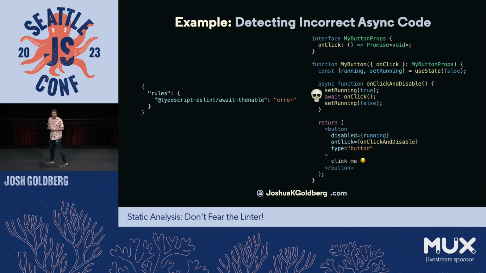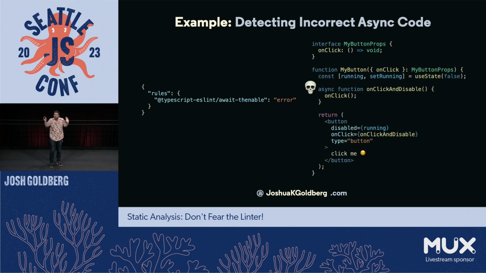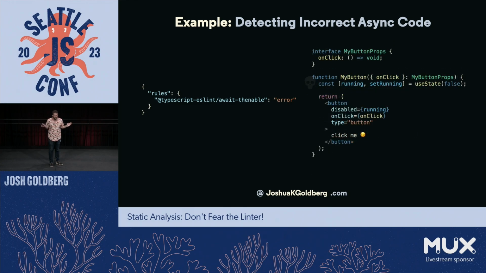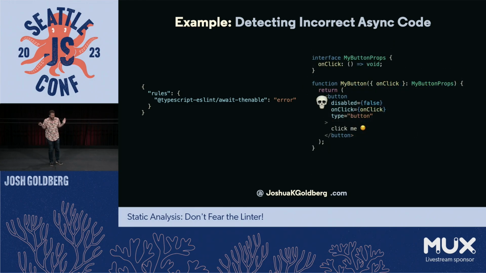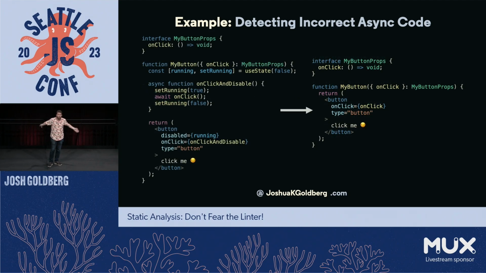Or what if we realize, wait, we never actually pass in an async function, so the onClick should just remove the await, which means that the running state is unnecessary. This whole function wrapping it is unnecessary, which means the disabled state on the button is unnecessary because it's always false, which means we can get rid of like 1/3 of our code semi-automatically. Wow, yes! Linting! Woo!